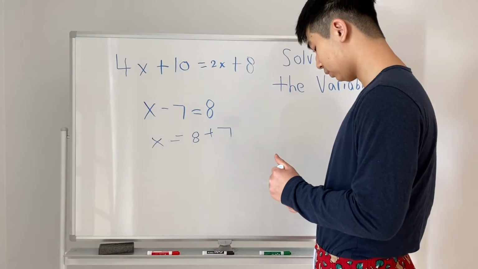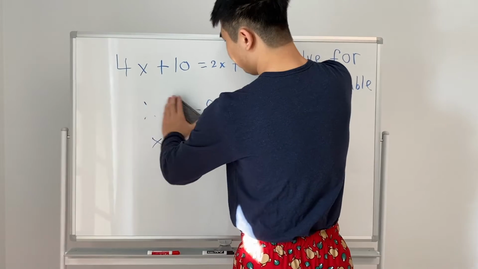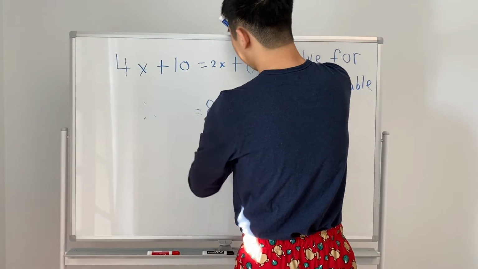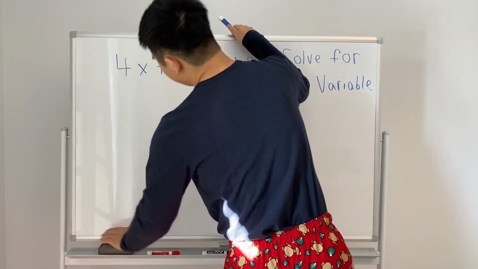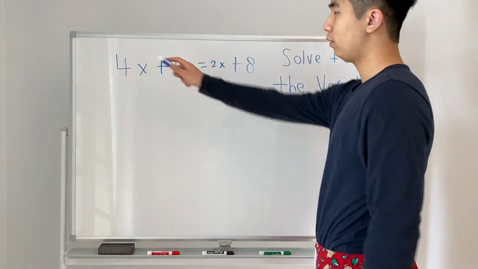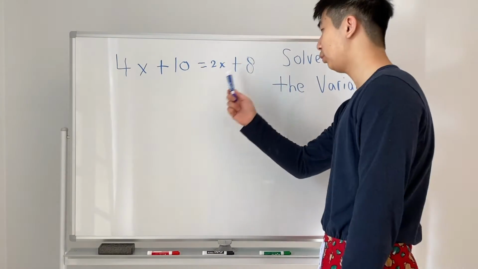But yeah. So we don't have to look at this anymore. I just want to show you how I'm going to write things going forward. But in this top question, I'll write everything out. So solve for the variable: 4x plus 10 equals 2x plus 8.